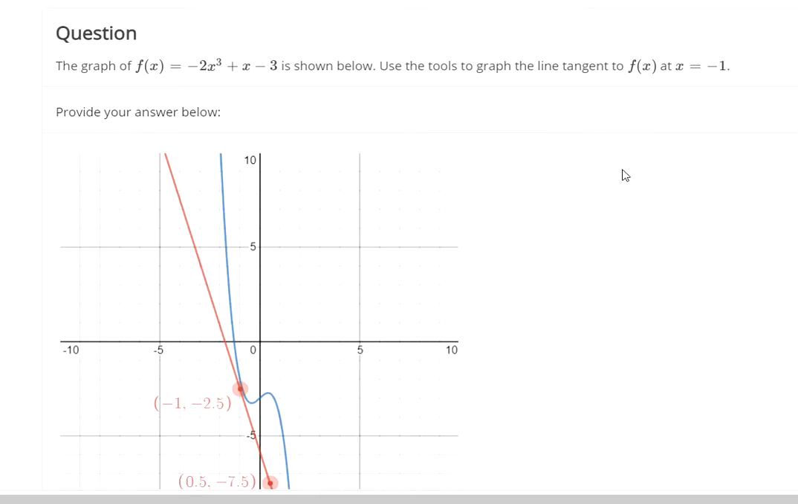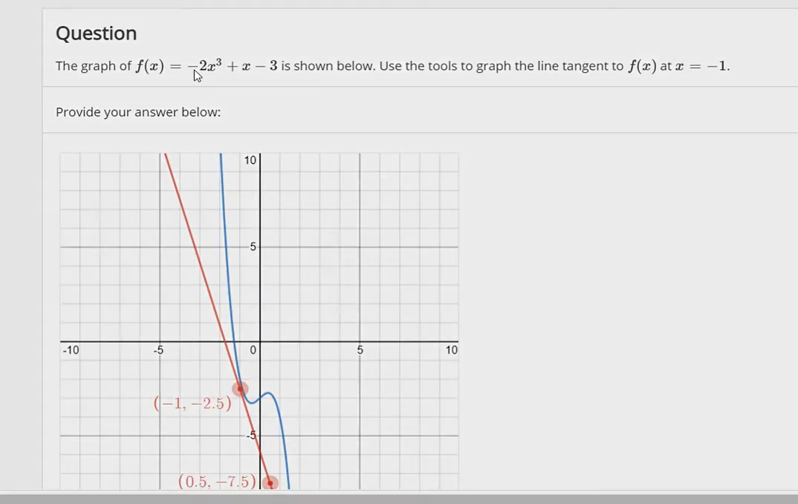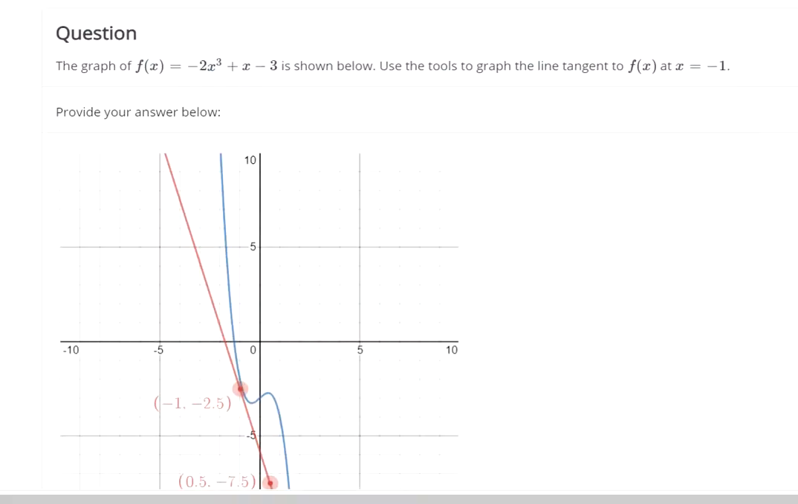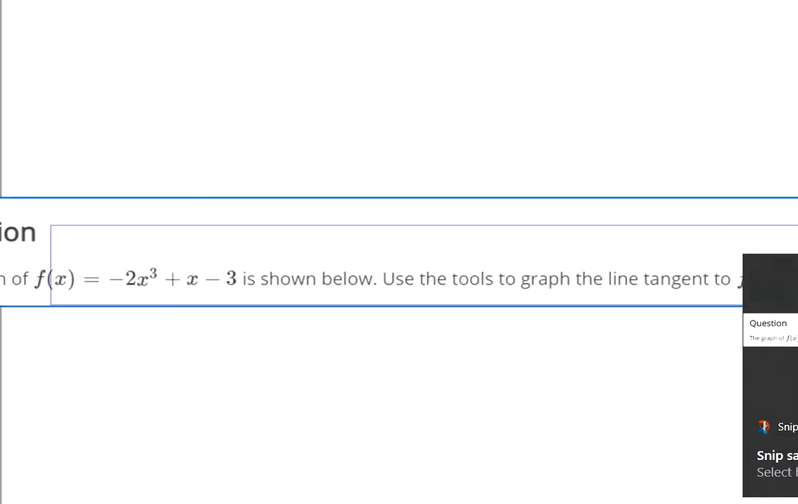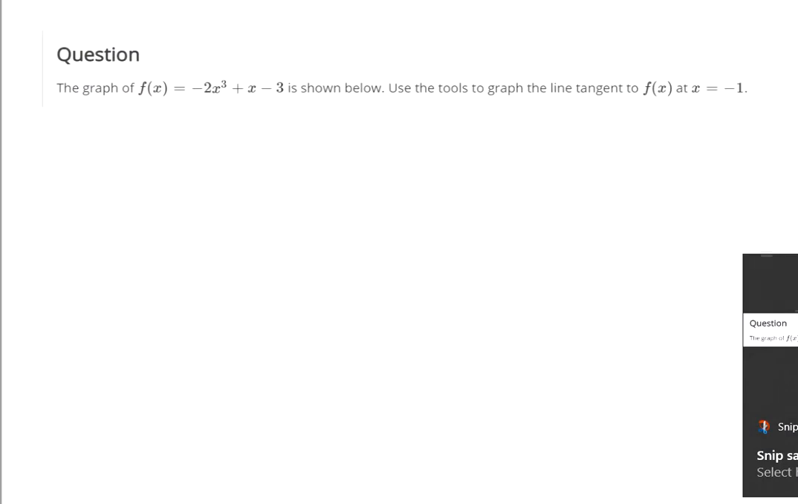I'm trying to think of the easiest way to do this. I think I got to bring it to a whiteboard, because we can find out what that slope is. Instead of just trying to eyeball it on the graph, we can find out exactly what the slope is supposed to be by finding the derivative.